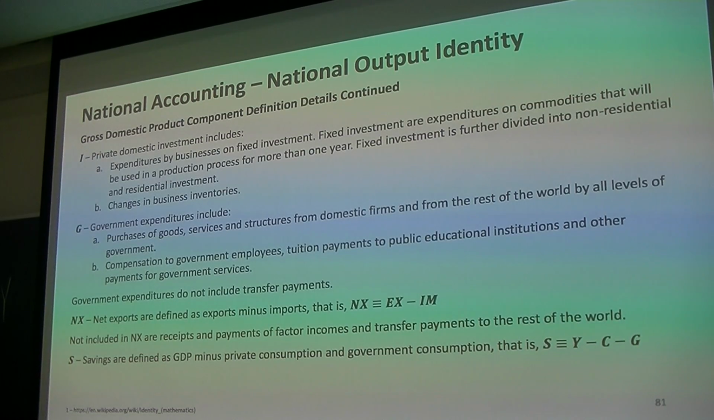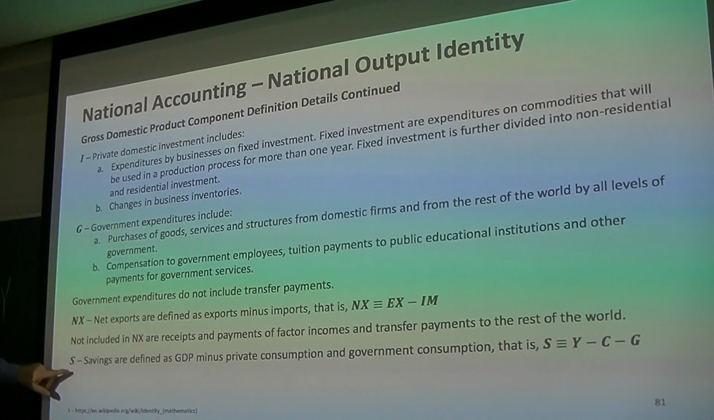Net exports are exports minus imports. But again, that's an identity. That means that if exports change, then net exports change. If net exports change, then there's some change in this relationship. If this relationship changes, then there's a change in this side. So it happens on both sides. Both sides are driving each other.